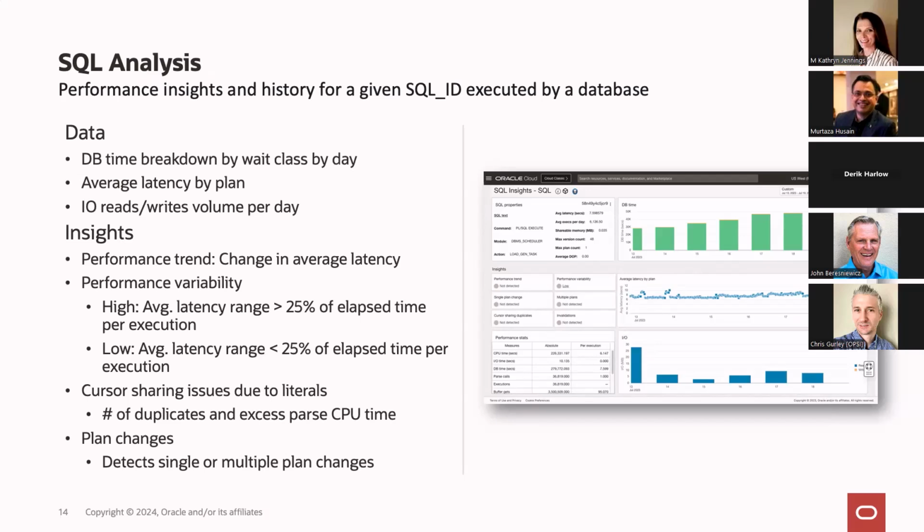In this case, the insights and historical performance data are per SQL per database, right? Performance measures include average latency, total database time, parsing activity, IO, and more. And insights include the detection of gradual performance degradation, any plan changes impact, cursor sharing issues, and variable performance. It helps identify SQL performance anomalies by showing plan changes affecting average latency, any cursor sharing issues, and so on.